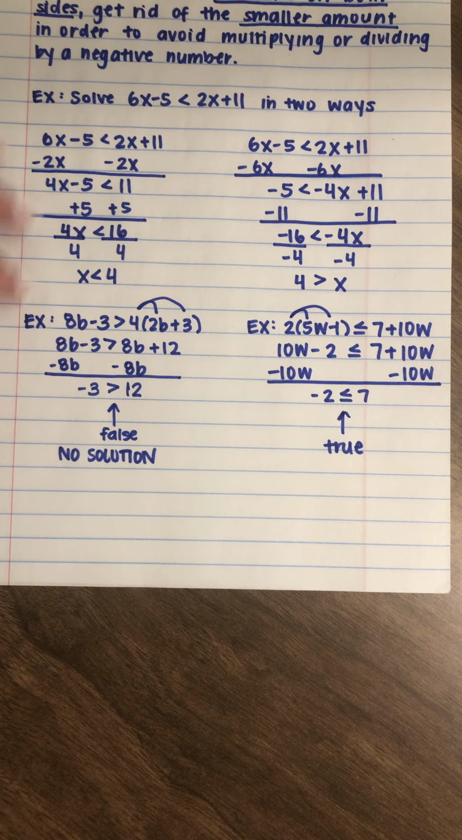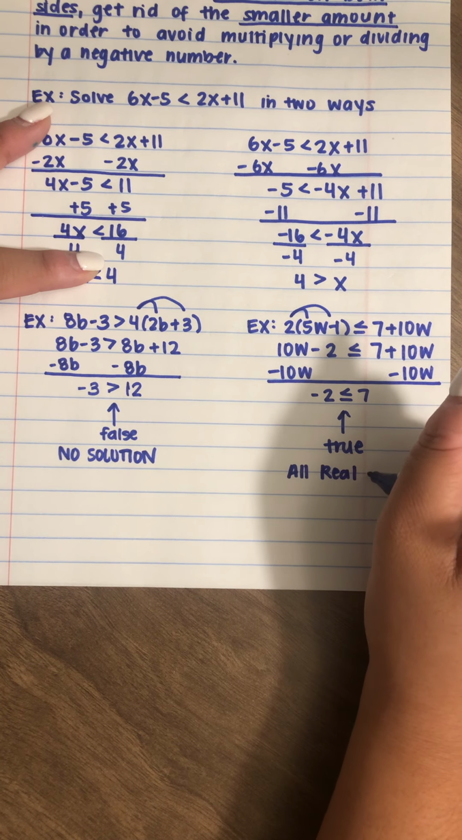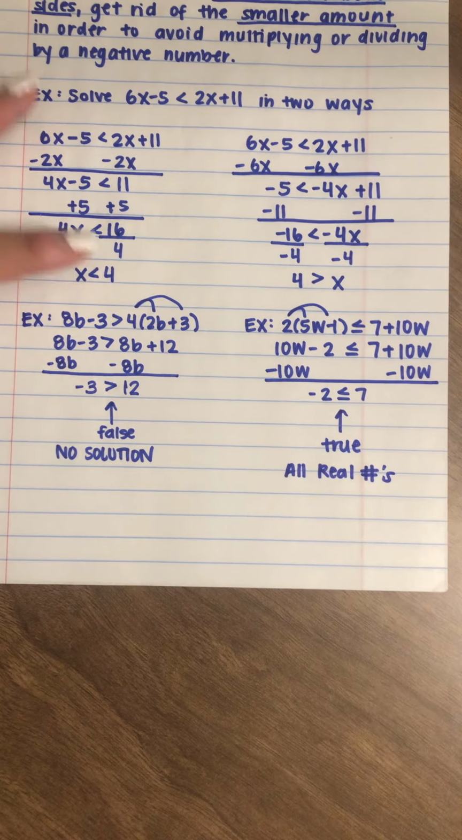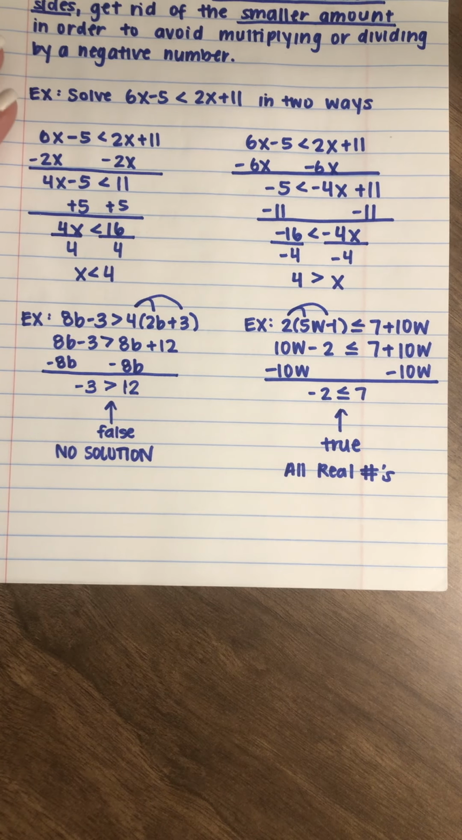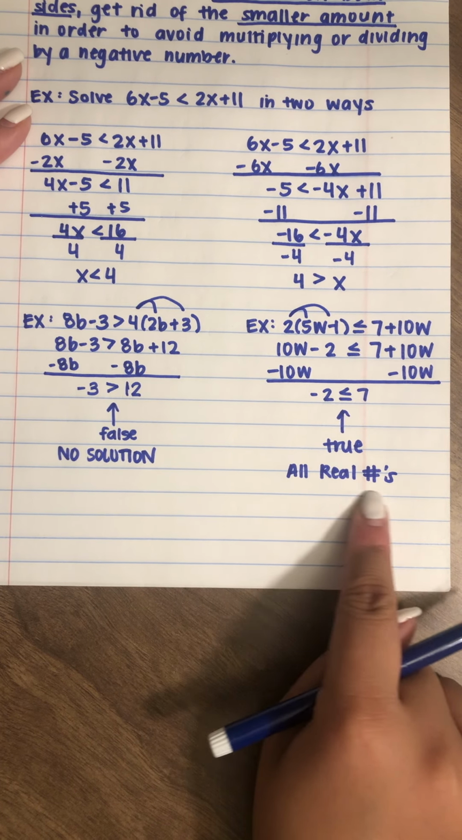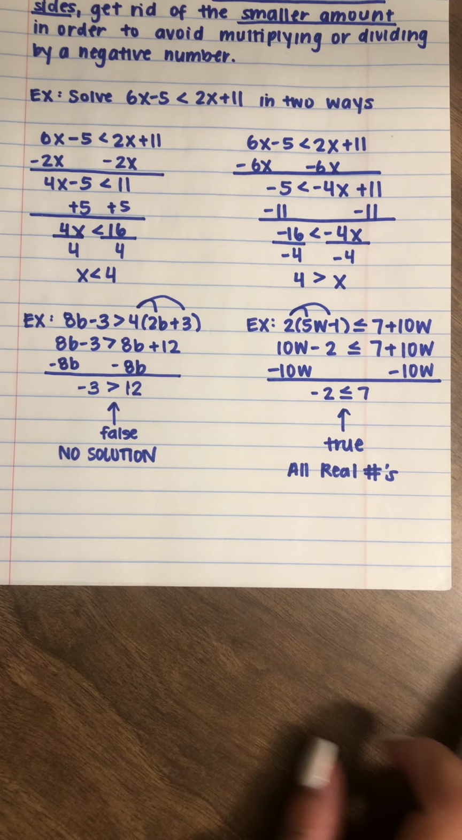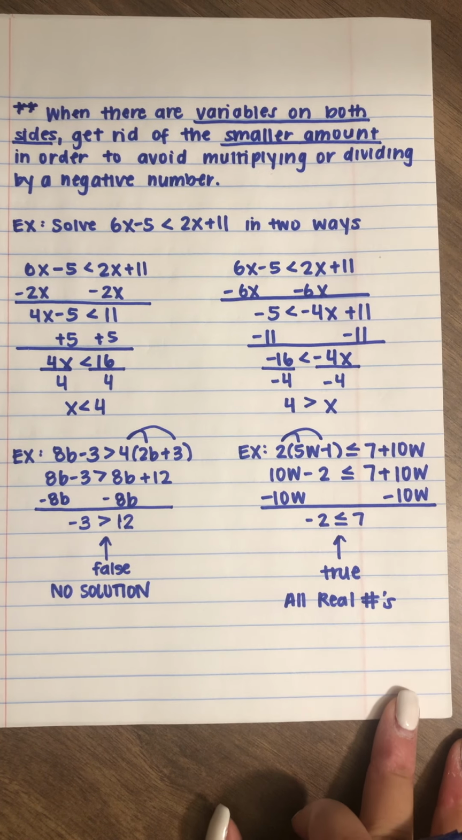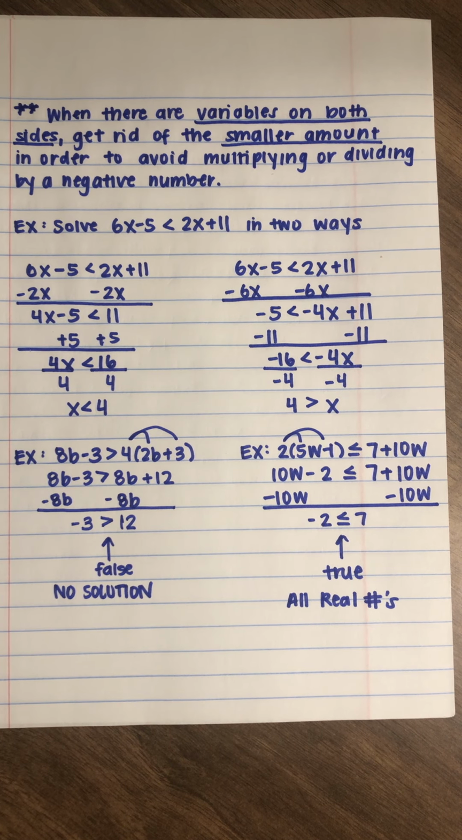That means that our solution is going to be all real numbers. So just like with equations, how it was infinitely many solutions, that's the same thing as saying infinitely many real numbers or all real numbers. I'll give you guys a second to pause and make sure we have this all written down before we move on to our last real life problem.